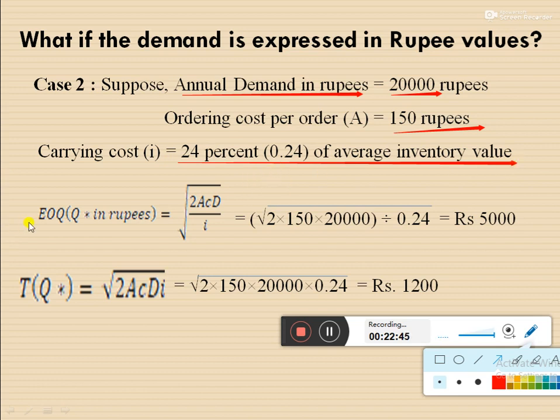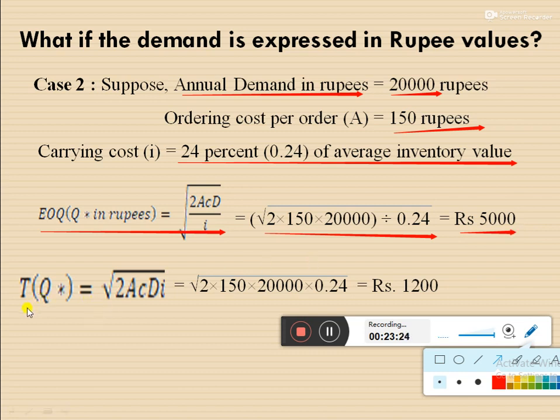So in that case, economic order quantity can be calculated by using this formula, which is written as square root of 2 into A, that is 150, into CD, that is 20,000, divided by I, that is 0.24. As it is given in terms of percentage, 24% would be equal to 0.24, and the answer would be equal to 5,000 rupees. So economic order quantity is calculated in terms of rupees, that is 5,000 rupees.